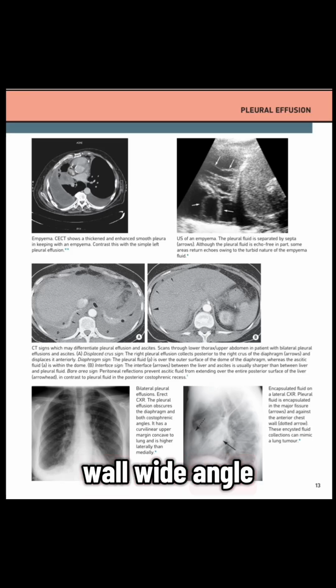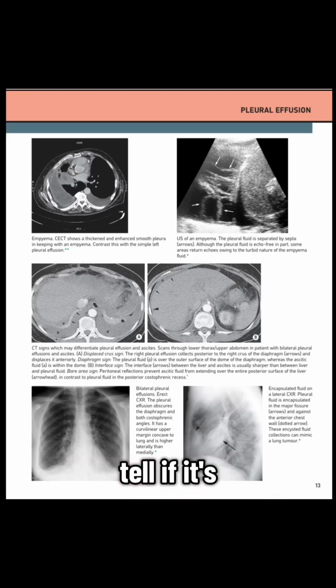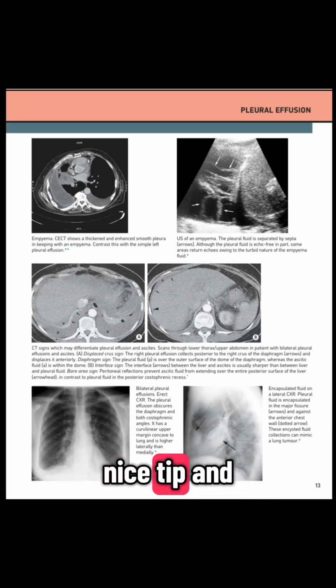Wide angle. Lung lesions usually make an acute angle. Sharp angle. Helps tell if it's inside or outside the lung. Obtuse for pleural, acute for lung. Nice tip. And specific causes, left versus right side.